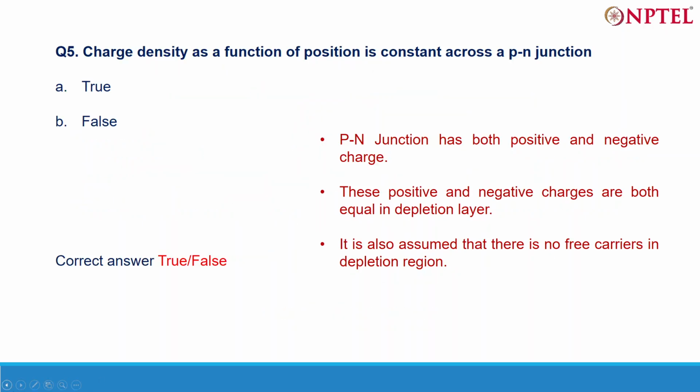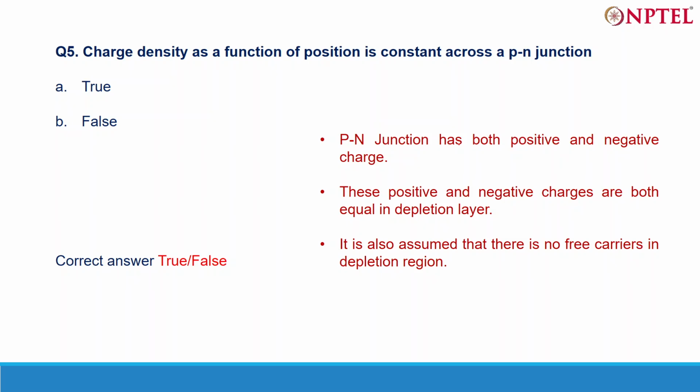Let's move to the last question of the non-graded part of the assignment. So charge density as a function of position is constant across the p-n junction. Based on different conditions, this can be true and it can be false also. Let's talk about charge density. What are charges? Plus and minus. As a function of position, for reverse bias, the charge density can be constant. But for an unbalanced bias, this statement can be false.